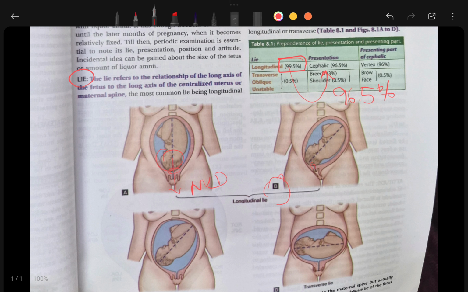This vertex will be the presenting part in cephalic position. This head is presenting here. The vertex is the highest elevation in the skull. This vertex is the presenting part. This is a longitudinal lie, cephalic presentation, and the presenting part is the vertex. Next, coming to transverse lie.